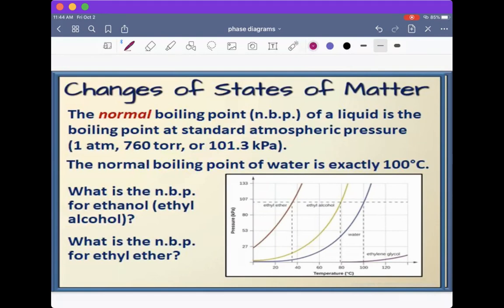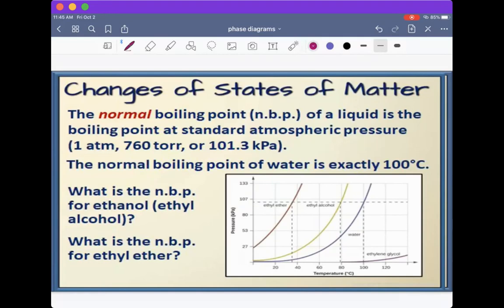So we know that there's a specific temperature at which this is going to start to happen. And normal boiling point is the temperature at which a liquid will start to boil at standard atmospheric pressure. Standard atmospheric pressure is a pressure of 1 atm. The other unit for it is 760 torr, and we also will see it as 101.3 kPa. Now, all of these things are equal to one another, so they all mean the same pressure. They're just given in different units.